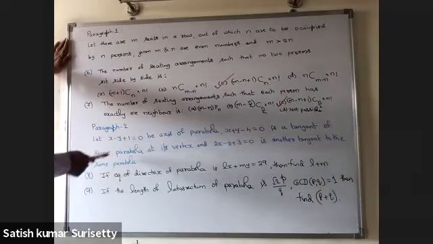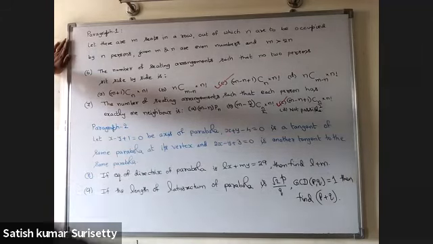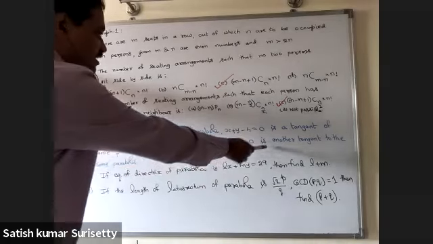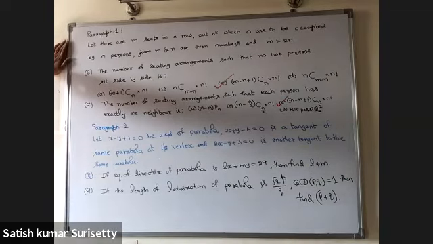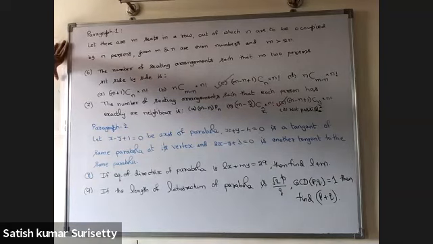So the second paragraph is: let x minus y plus 1 equal to 0 be the axis of a parabola, x plus y minus 4 equal to 0 is a tangent of the same parabola at its vertex, and 2x minus y plus 3 equal to 0 is another tangent to the same parabola. In the first part, if the equation of the directrix of the parabola is of the form Lx plus My equal to 29, then find the value of L plus M. Another problem: if the length of the latus rectum of the parabola is root 2 p by q, where GCD of p, q is 1, then find the value of p plus q.